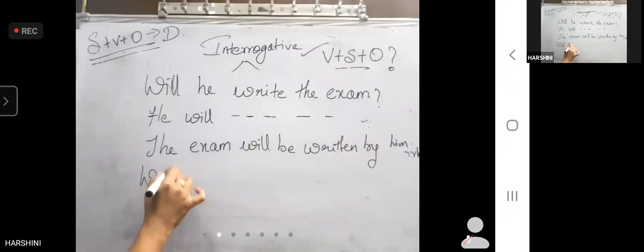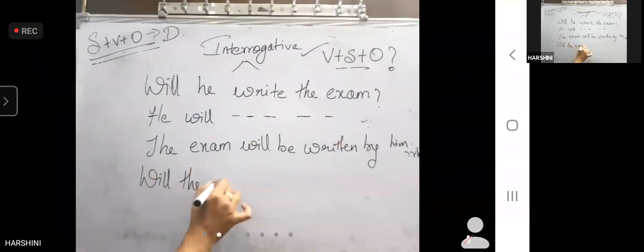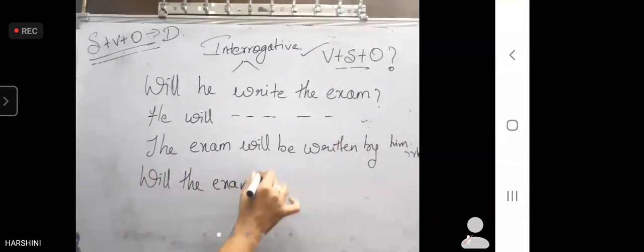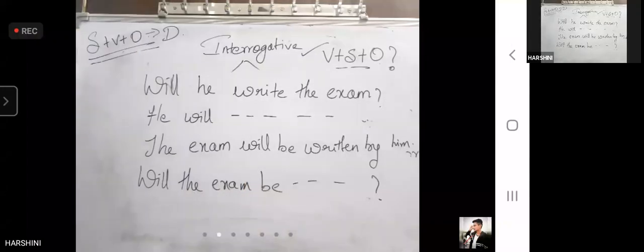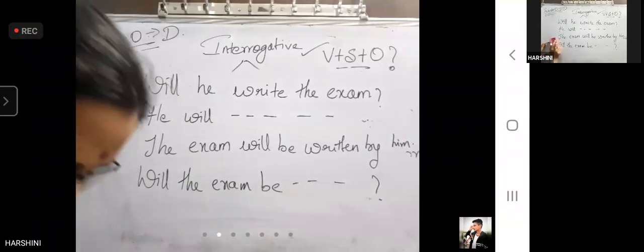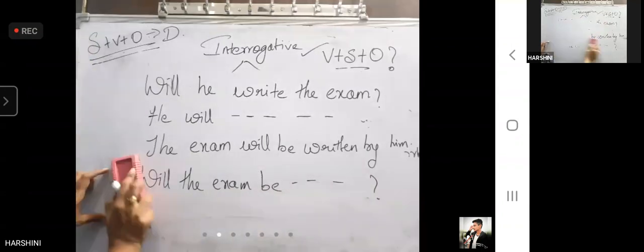Correct. That's it, simple. Will the exam be written by him? Question mark. So simple. You know already the rules. Only thing is conversion. If you want to directly write the answer also, you can write the answer, but somewhere you will make a mistake. But if you write like this, never you will get a mistake. 3-step method. Okay. One more last question.